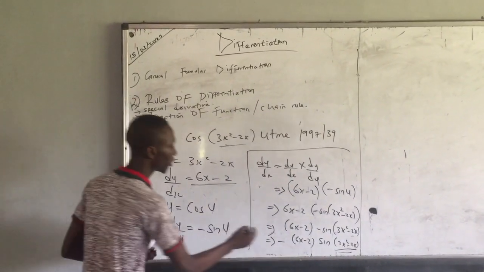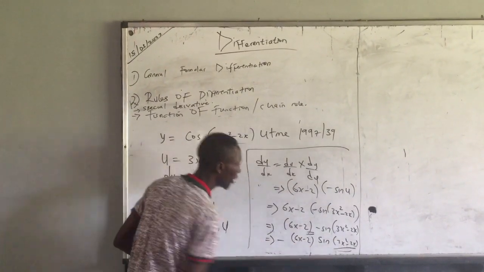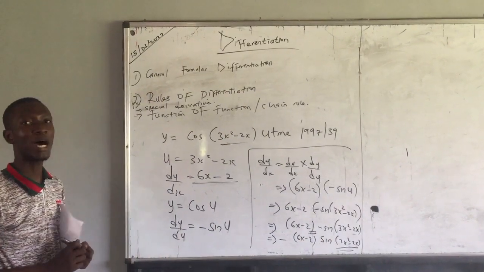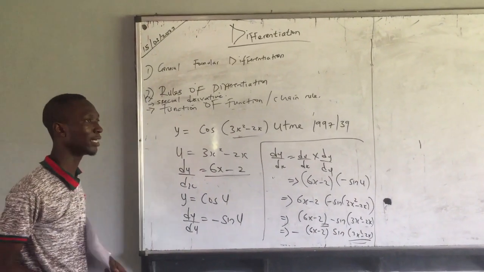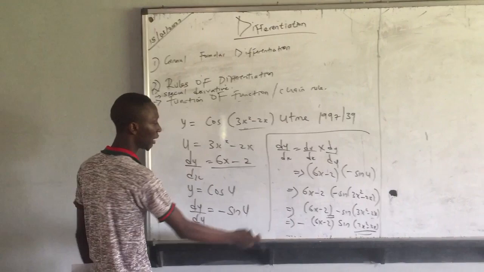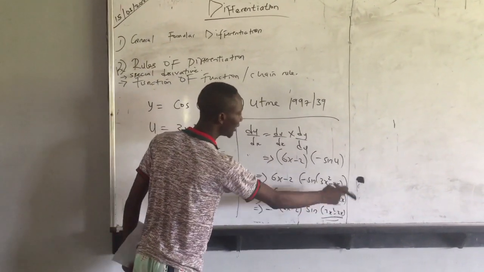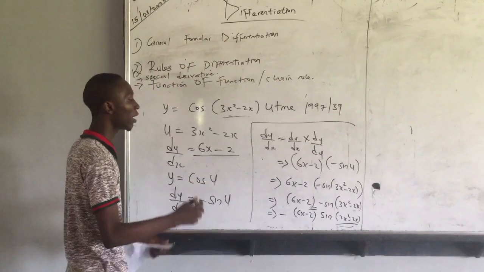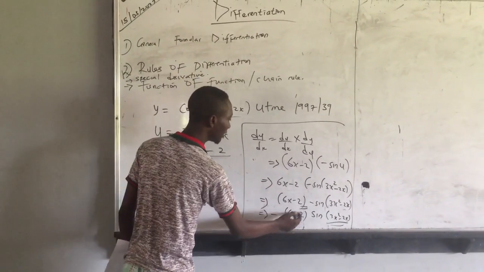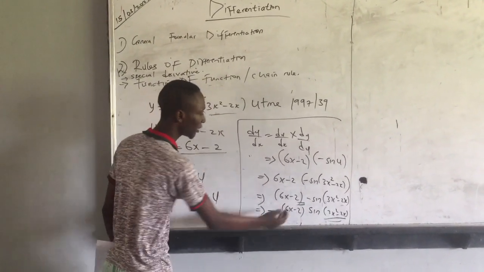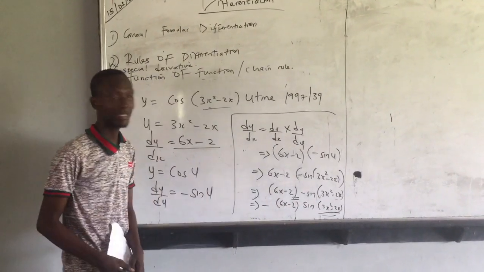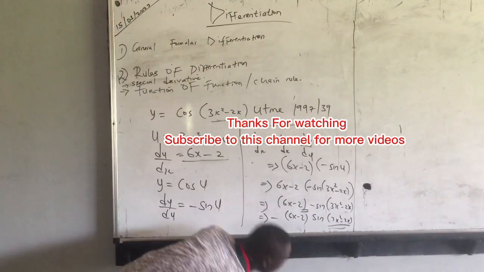So we can either stop here or here. Anyhow, for the objective answer, that's where you want to stop. So our final answer can either be 6x minus 2 times minus sine open bracket 3x squared minus 2x close bracket, or minus open bracket 6x minus 2 close bracket sine open bracket 3x squared minus 2x close bracket. Thank you.